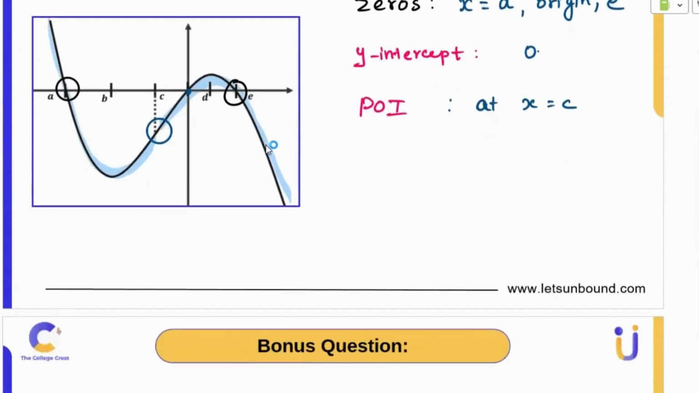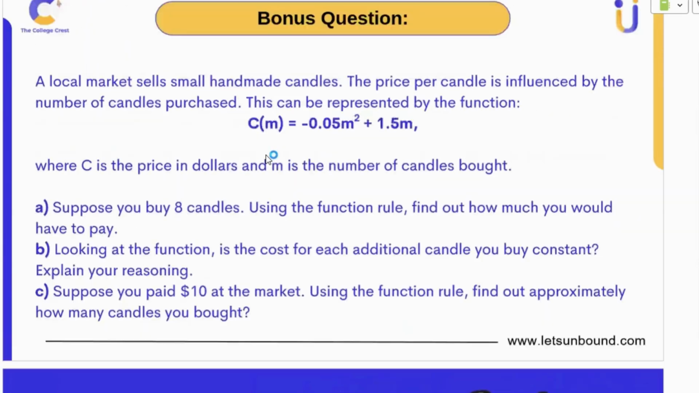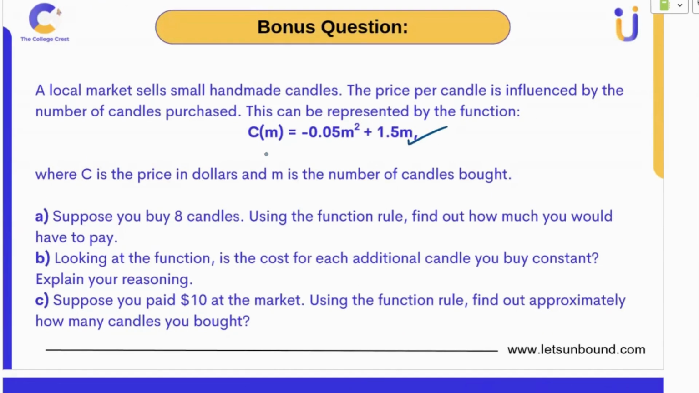Now I have a bonus question for you. This is a modeling question. The analytical form is given and three sub-questions are given to you. So do solve this, and you can post the answers in the comment box. If you get a decimal answer, you can round it to 3 decimal places. If it's a cost, you can give it in dollars and cents form.